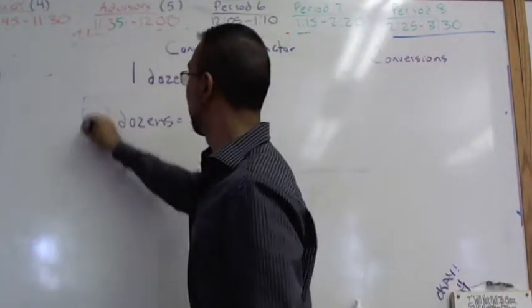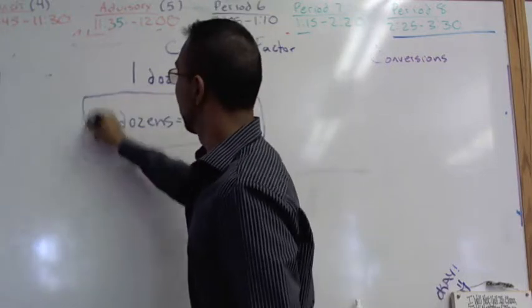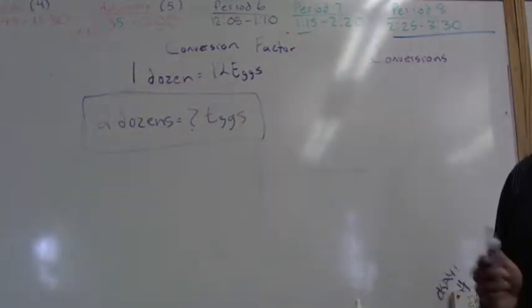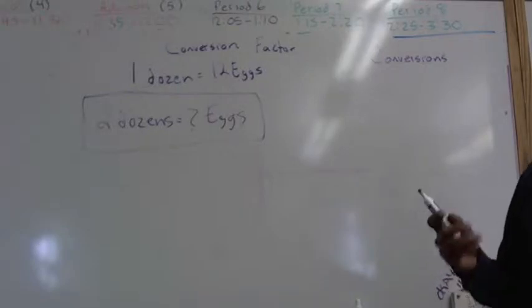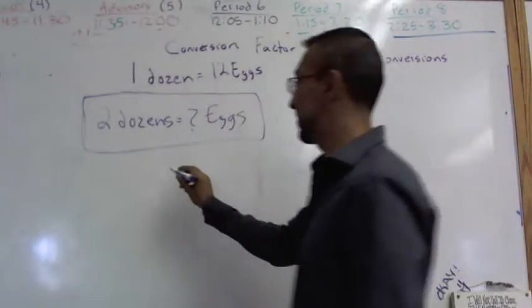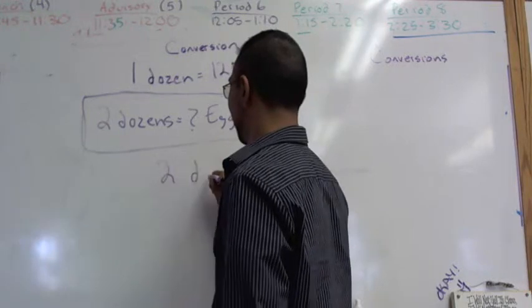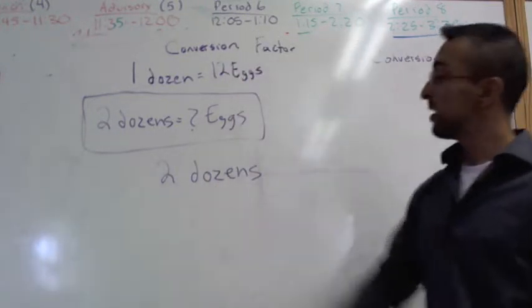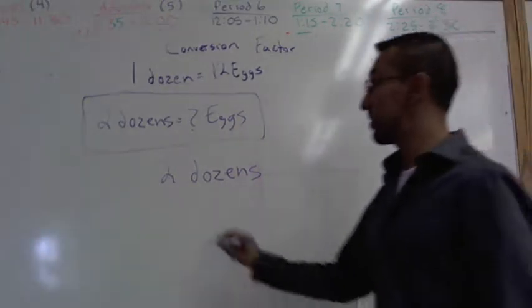So looking at our problem, what piece of information do we know? Do we know the dozens or the eggs? No, what do we know? Dozens. We know we've got 2 dozens. It's fine, it's fine. 2 dozens. So that's the first thing you do, you write down what you actually know. You know you got 2 dozens.